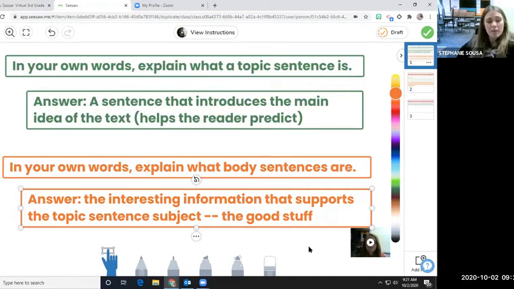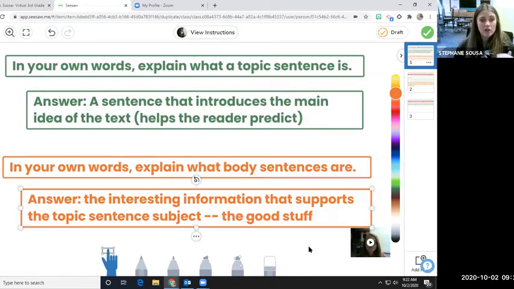So here's what my topic sentence would say. Cheetahs have many adaptations that help them survive. Boom, done. Because now I'm going, ooh, what are they? What can a cheetah do? How does a cheetah survive? I'm wondering, right? I'm looking for the good stuff.